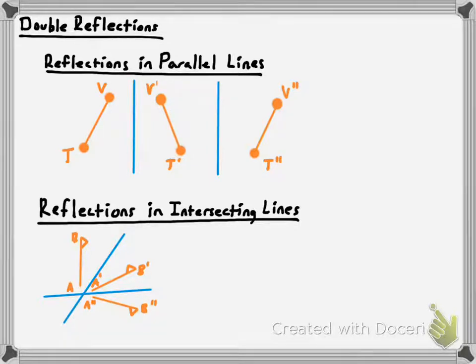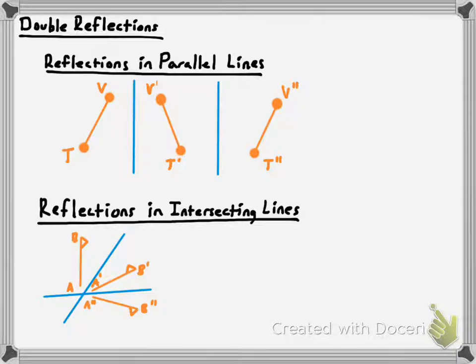Now, you see a picture illustrating a double reflection in parallel lines. This segment VT is the original figure, and you can see it was reflected in this first vertical line. Then that segment V prime T prime was reflected in the second vertical line. Those are parallel to one another, right? And here's the final image. Whenever you do a double reflection in two lines that are parallel with one another, there's a special relationship between the original figure and the final image.